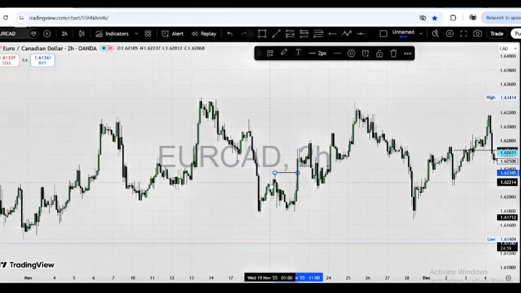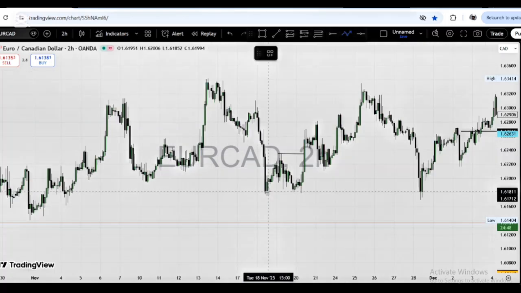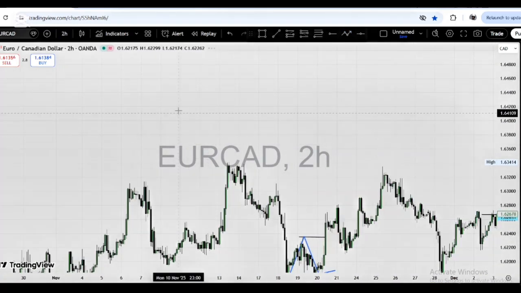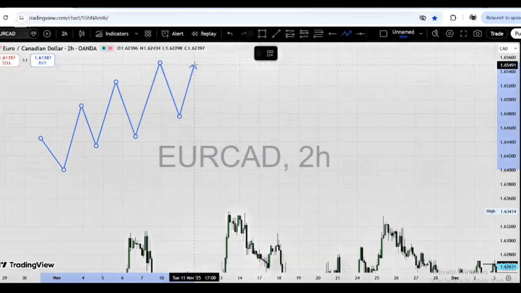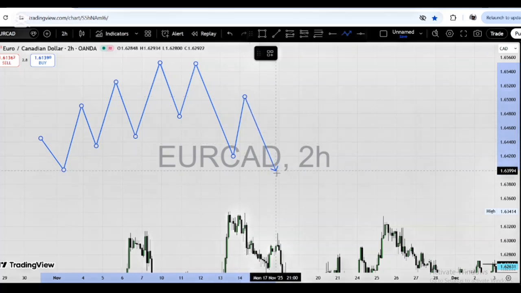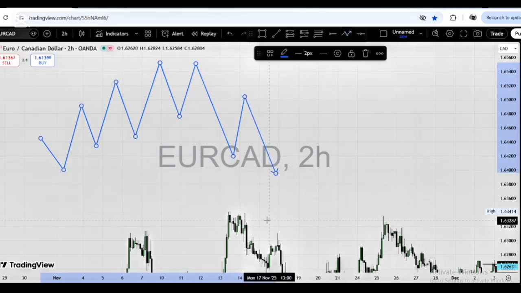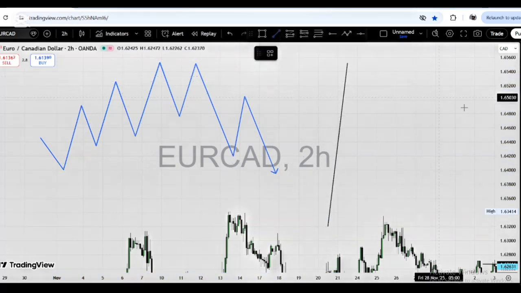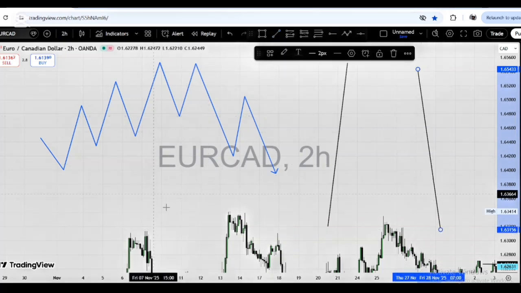This is how the structure looks. The structure was broken with a strong green candle. This is exactly what structure looks like. All you need to do is understand how price is moving in a zigzag. Price does not just go straight up and stop, and then just come straight down. No, it has to move with structure.